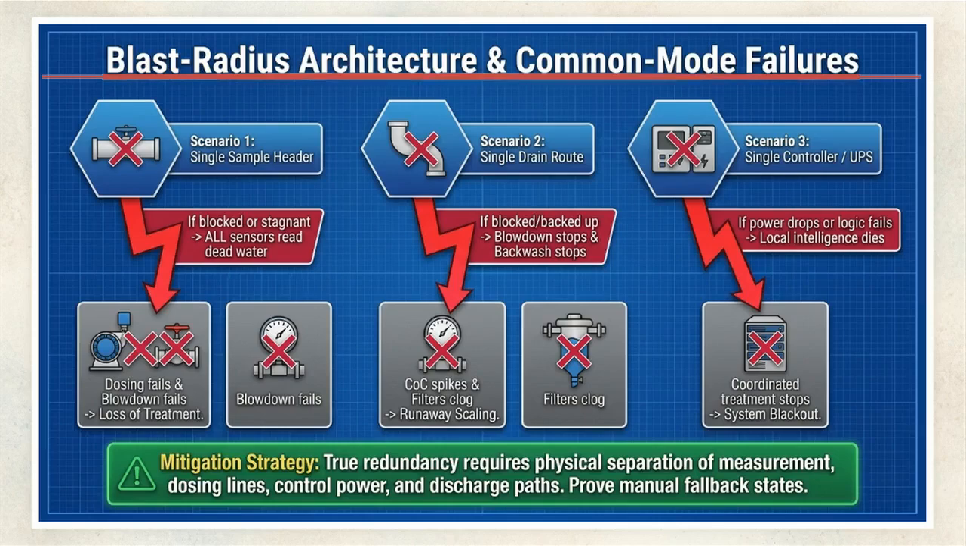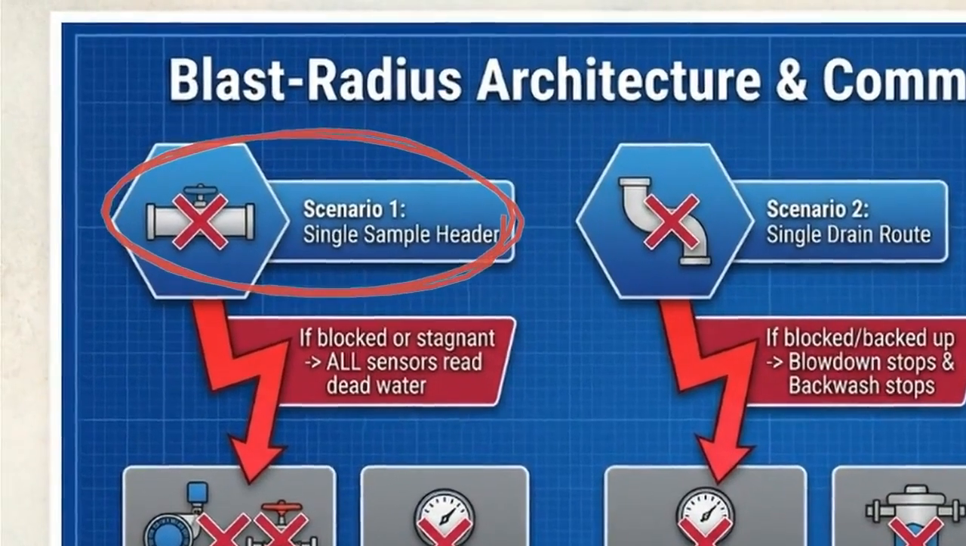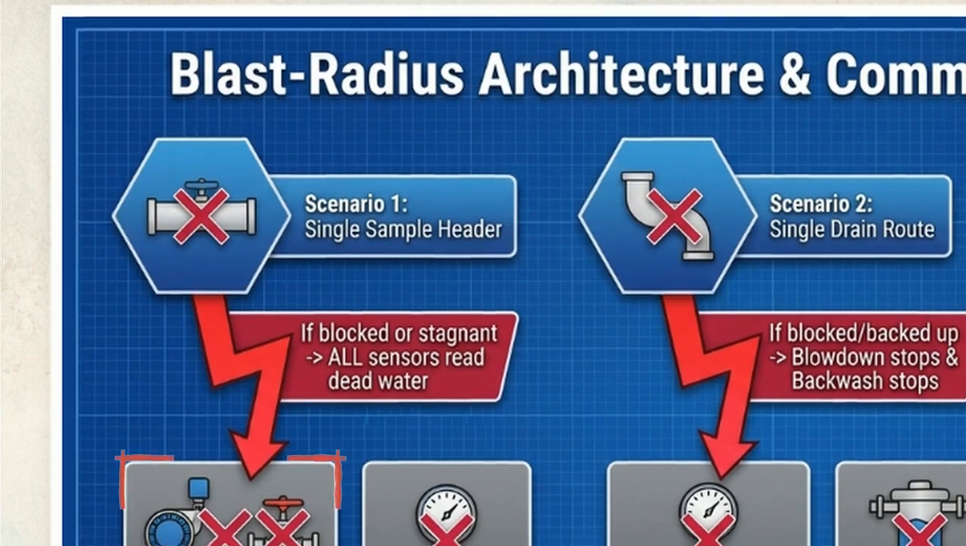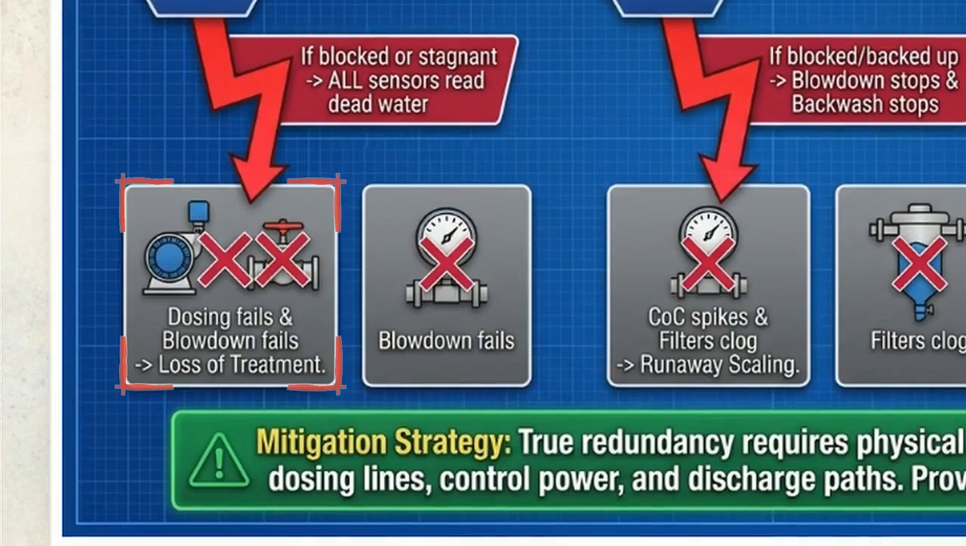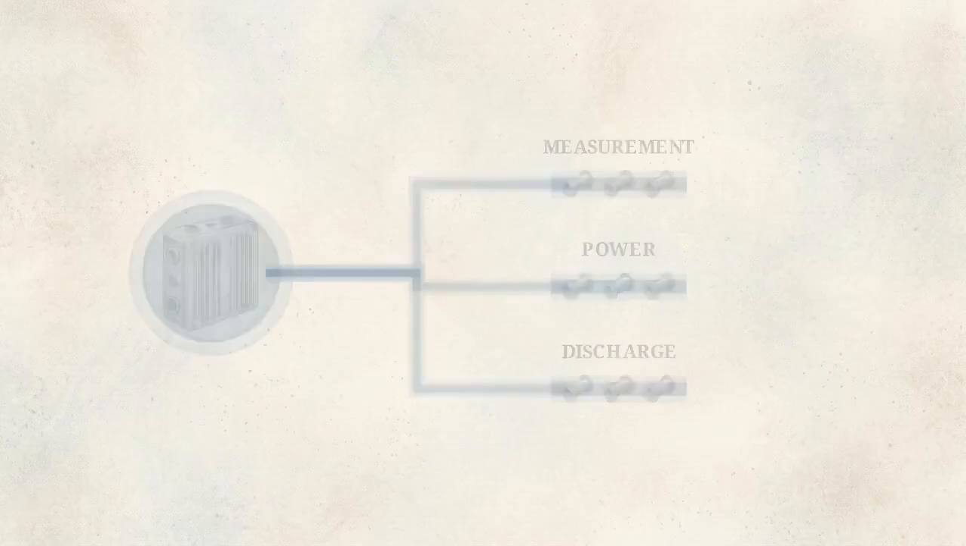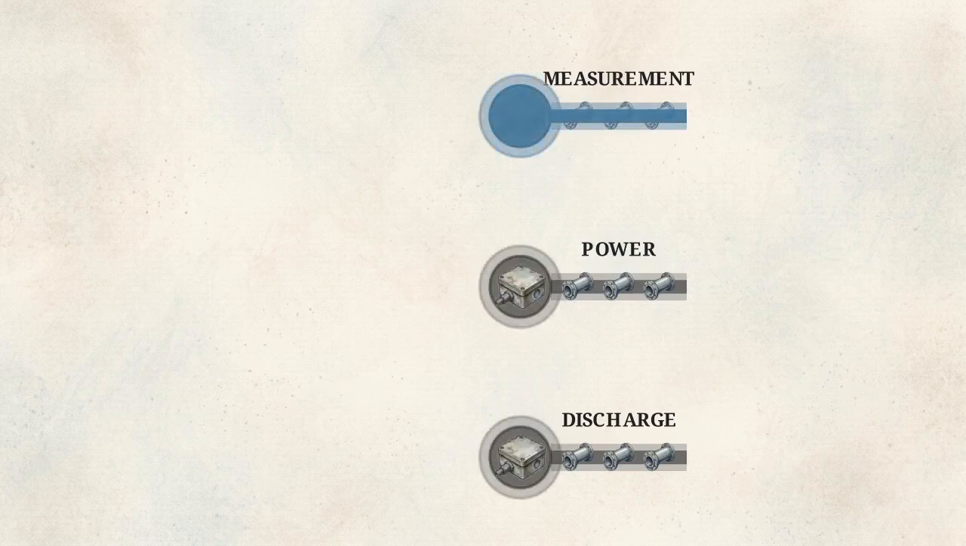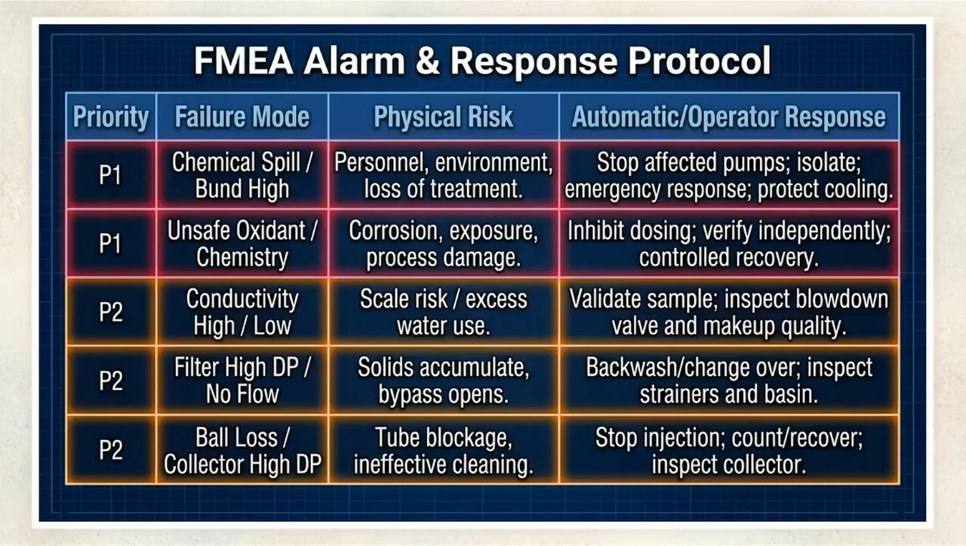In Scenario 1, a single blocked sample header causes all sensors to read dead water, crashing both dosing pumps and blowdown valves, causing total treatment loss. True system redundancy requires physical separation. Measurement lines, control power, and discharge paths must be isolated to prevent a single controller failure from blinding the entire plant. When failures occur, operators rely on this FMEA matrix to categorize risks and responses by priority.